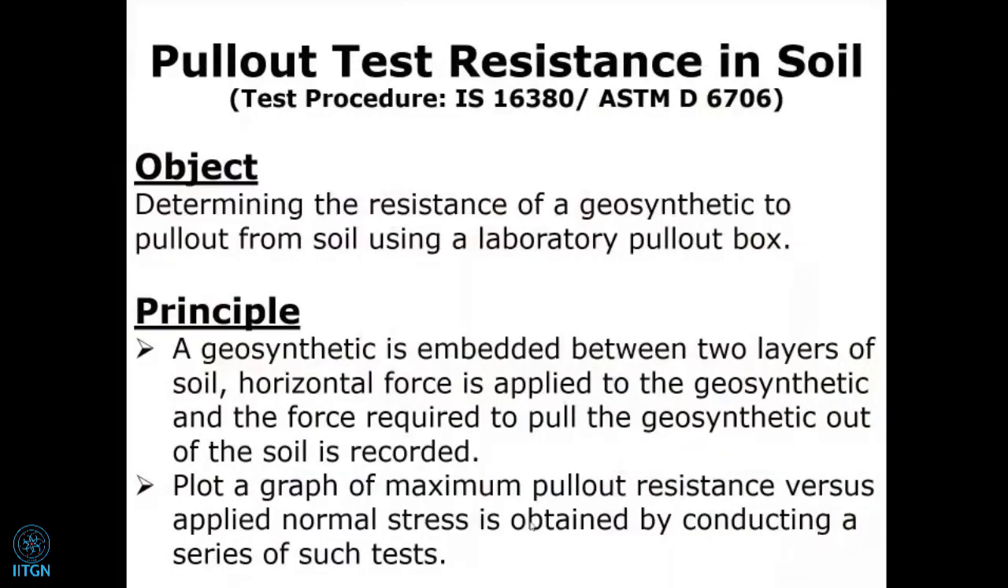Now another test, next test is pull-out test resistance in soil. There are 2 codes: as per IS 16380 and as per ASTM it is 6706. So the main aim of the pull-out test, when we are using geogrids in the field, is that we should know how much resistance of a geosynthetic comes into picture when using it in different kinds of strata. It may be soil, it may be coarse grained material like gravelly strata. So all the strata will give different values of resistance. So to check that resistance in the laboratory, this test is being performed.